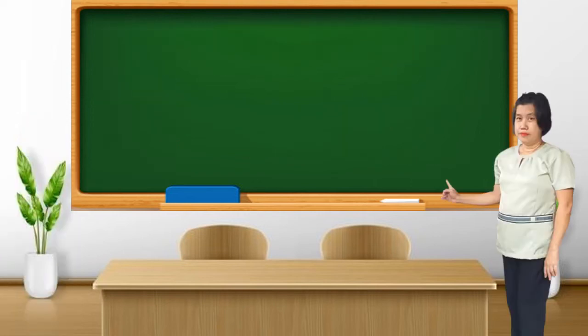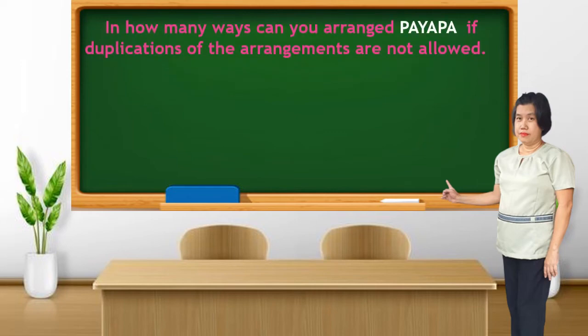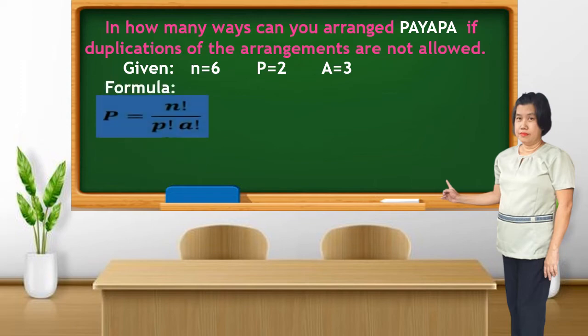Let's have the next example. In how many ways can you arrange payapa if duplications of the arrangements are not allowed? Let's have the given. N equals 6, P equals 2, A equals 3. Substitute it in the formula. P equals n factorial over P factorial, A factorial, equals 6 factorial over 2 factorial, 3 factorial.